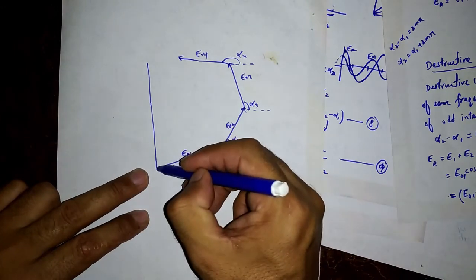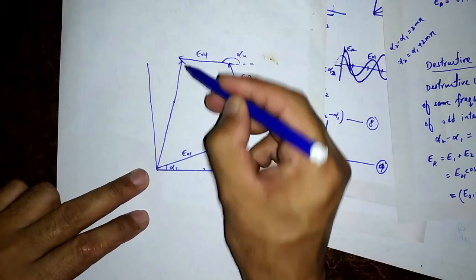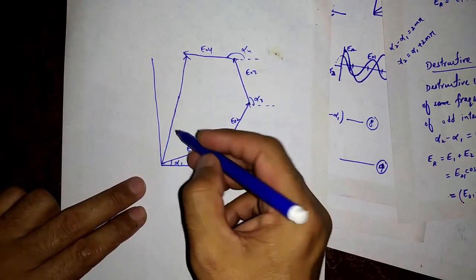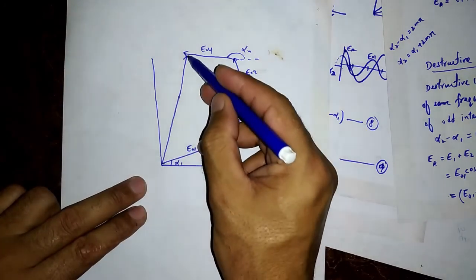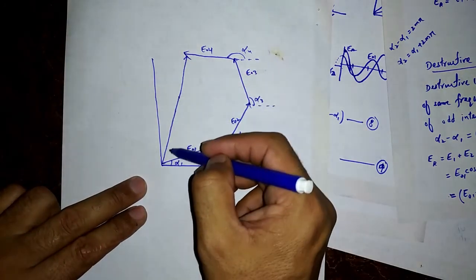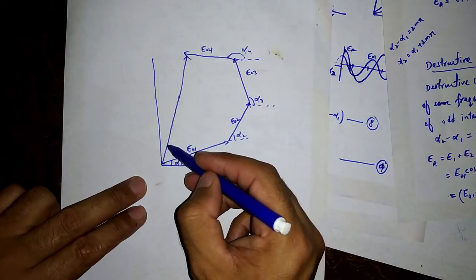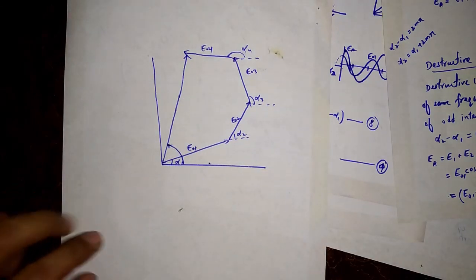So the resultant field will be obtained using the vector nature of the complex quantities. The amplitude of the resultant wave is found from the length of this vector, and the phase of the resultant field will be the angle of this resultant field with the horizontal axis.